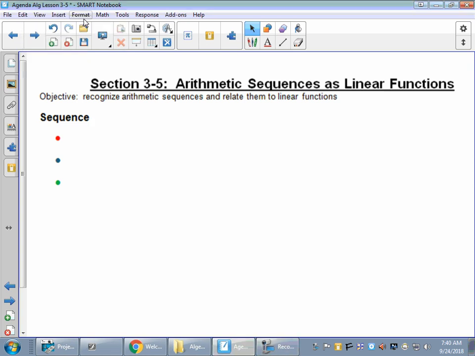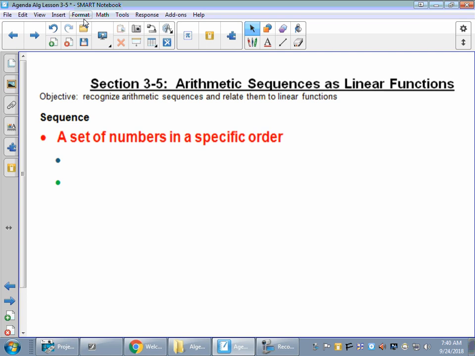Okay, Algebra 1, Section 3.5, Arithmetic Sequences as Linear Functions. So our objective today, we're going to recognize arithmetic sequences, relate them to linear functions, and we'll do some work with the arithmetic sequence equation where you find the nth term. We'll get to that. Let's first talk about what a sequence is, some terminology here.